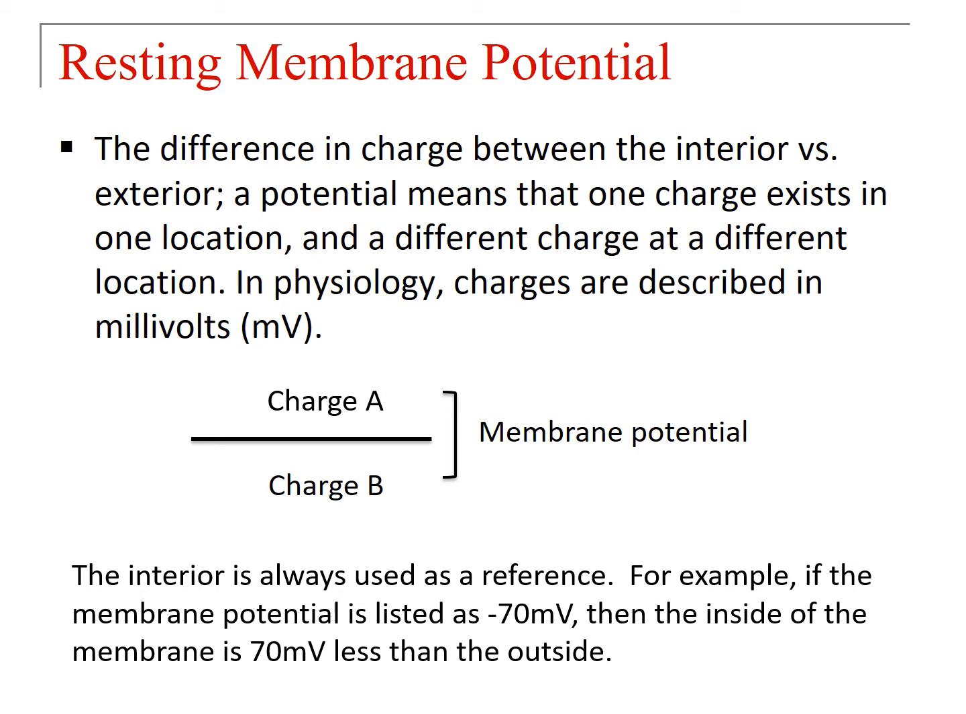Now, a question that I usually get when we go over membrane potentials is this. If we're talking about sodium, which is a positively charged ion, and potassium, which is a positively charged ion, how can there be a negative charge anywhere if we're talking about positively charged ions?